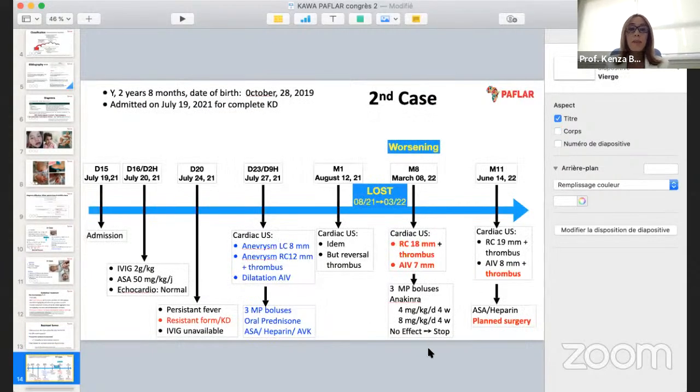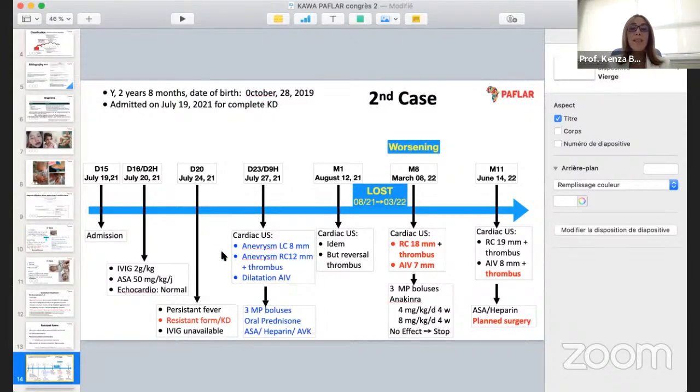C'est dommage que je ne puisse pas animer, mais là, c'est un petit garçon âgé de 2 ans et 8 mois qui est hospitalisé actuellement chez nous et qui a été admis en juillet de l'année dernière pour une forme de Kawasaki complète. Il a été admis à J15 de vie. Et à J16 de vie, c'est-à-dire le lendemain, il avait bénéficié d'un traitement de première intention et d'une première échographie qui était normale. À J20 de vie, il a été étiqueté forme résistante de maladie de Kawasaki devant la persistance de la fièvre. Nous avions indiqué une seconde perfusion d'immunoglobulines. Malheureusement, ce n'était pas disponible au service.